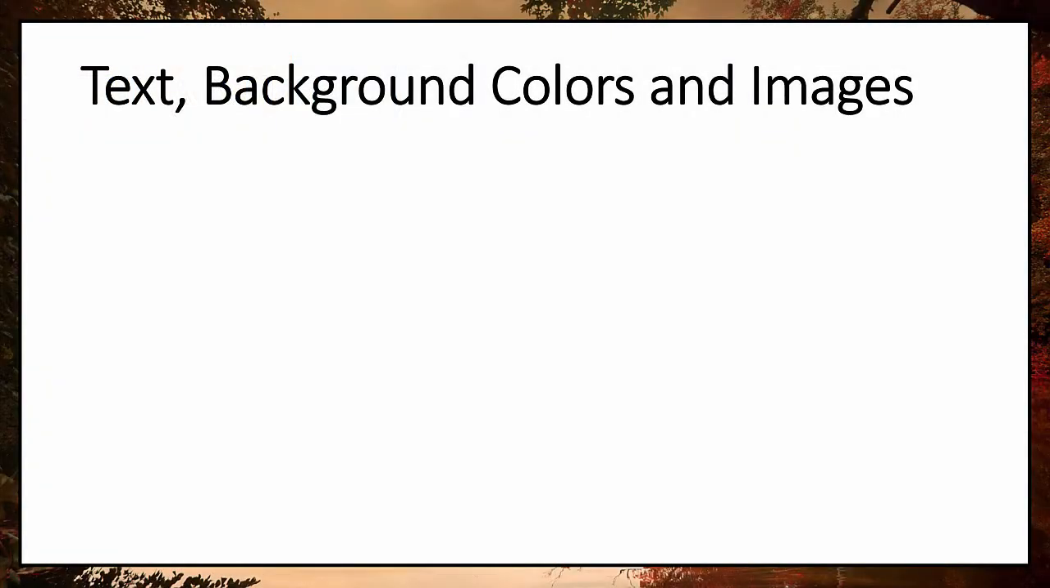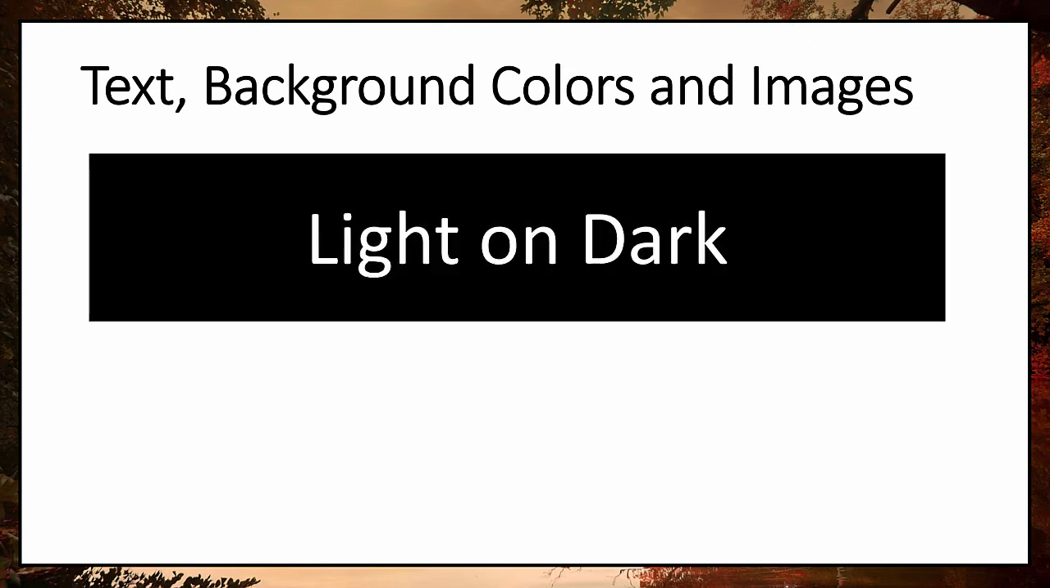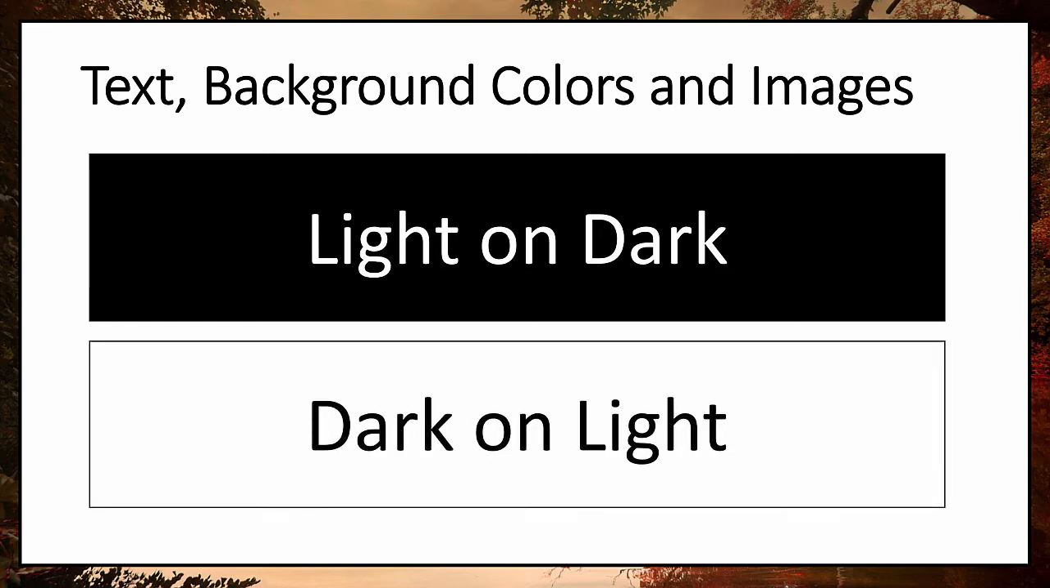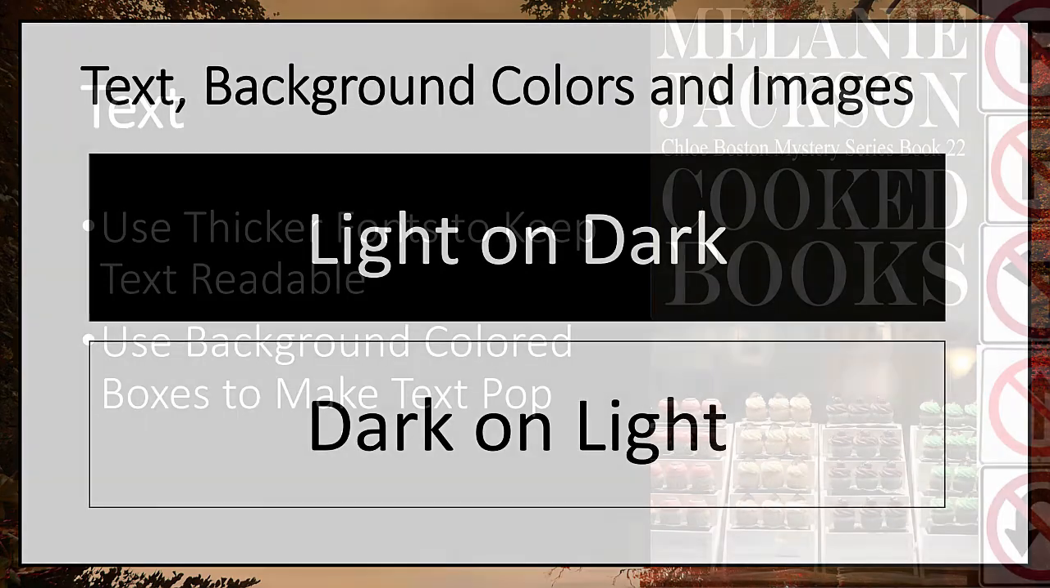Now let's look at text, background, colors, and images. There are two rules that you want to follow in putting this together. Do light on dark when it comes to text on something, and do dark on light. These are the two options. You're always going to be playing at grays in between, but try to make your text pop by making it light if you put it over something dark, and making it dark if you put it over something light. You want your text to be readable. That's one of the big goals of making a book cover.